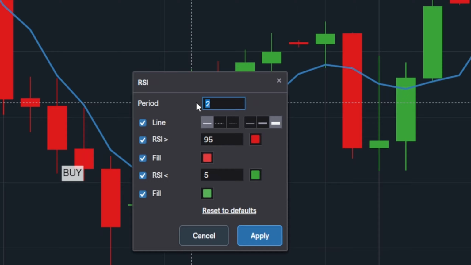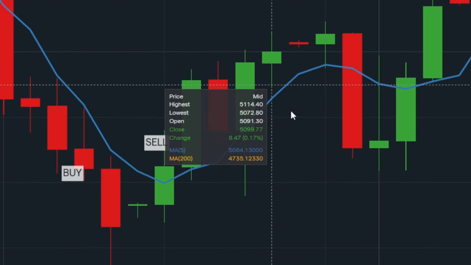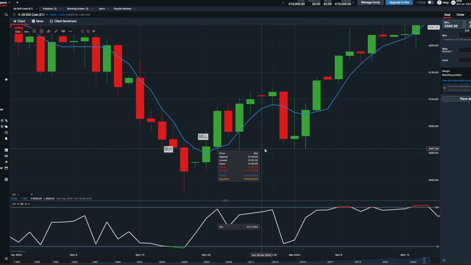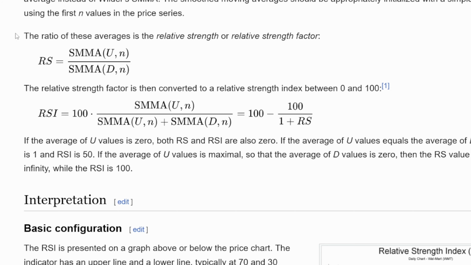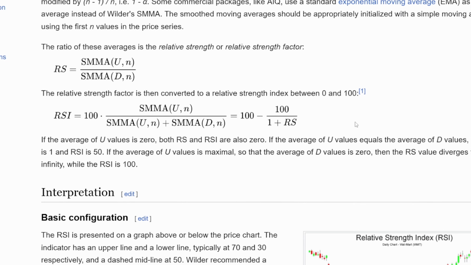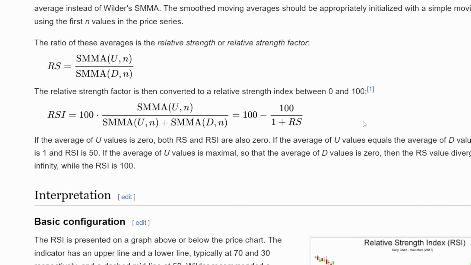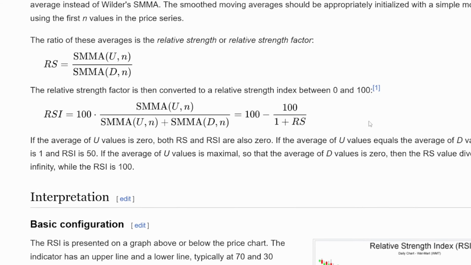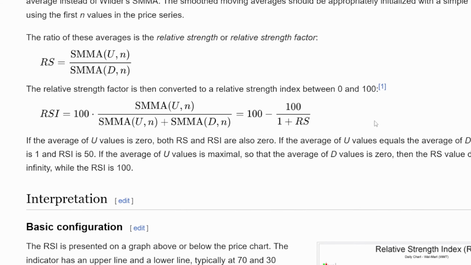A typical 14-day RSI averages out the previous 14 days' worth of price. The RSI2 only takes the last 2 days, so it's much more responsive to daily movements. The RSI is then calculated with this formula here. Thankfully, charting packages do all of the calculation for you, but it's important to understand what an indicator does and how it works before you use it in your trading.